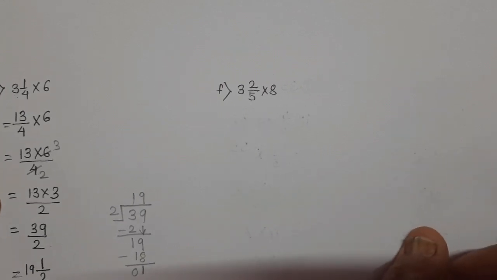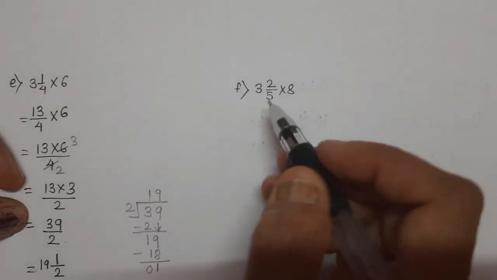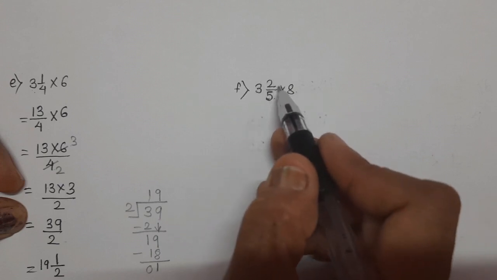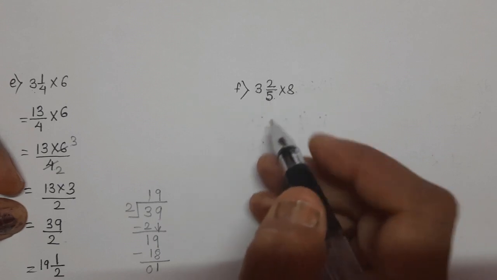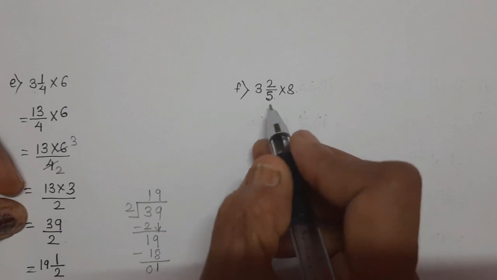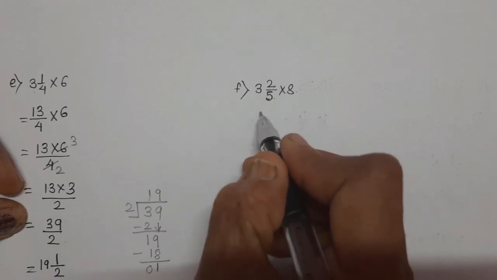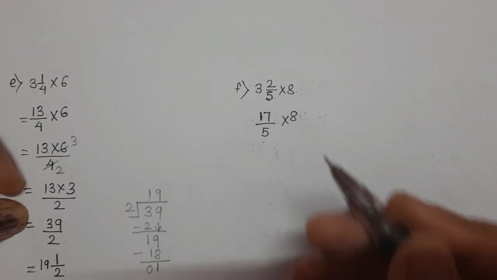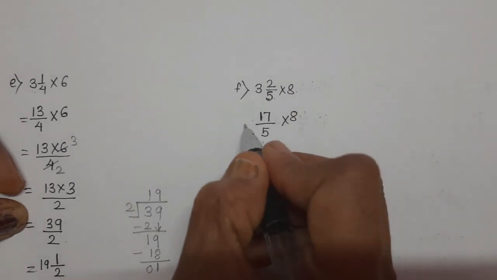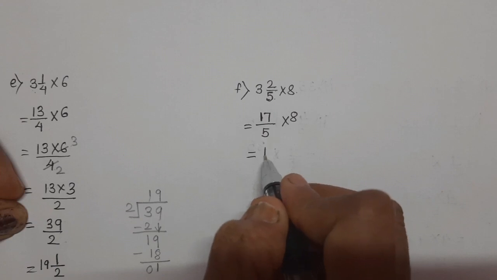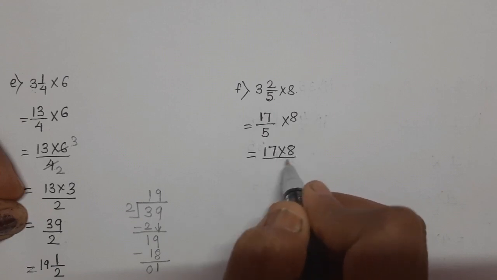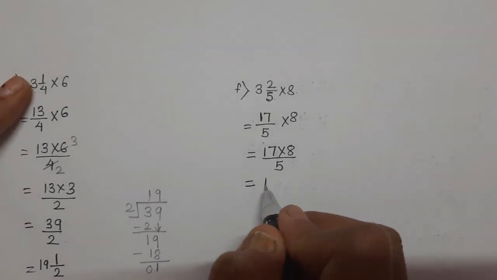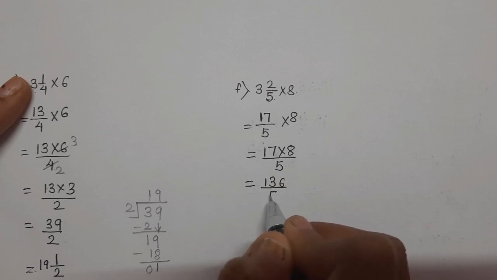Now let's solve question F. See here, 3 integer 2 upon 5 multiplied by 8. Now this 3 integer 2 upon 5 is a mixed fraction. So let's convert it into an improper fraction. 5 3s are 15. 15 plus 2, 17. 17 upon 5 multiplied by 8. Okay. So now what will we do? 17 into 8. 17 multiplied by 8 upon 5. 17 8s are 136. Okay, 136 upon 5.